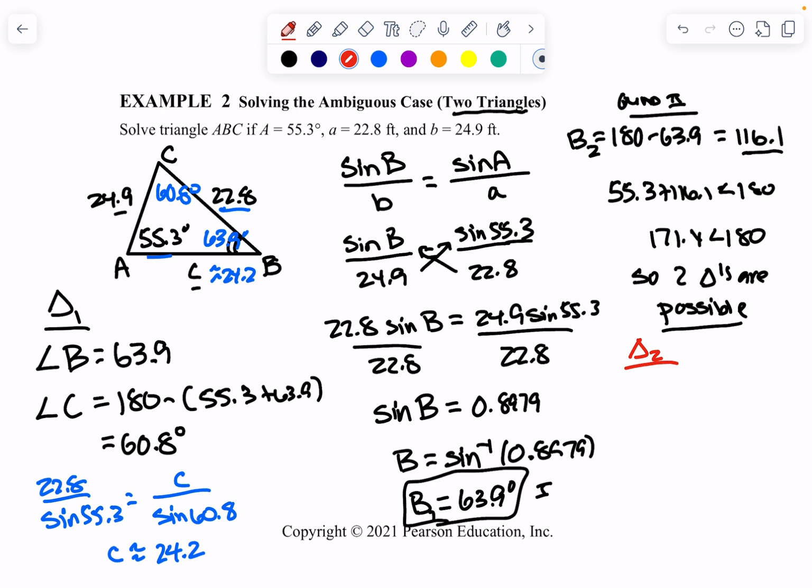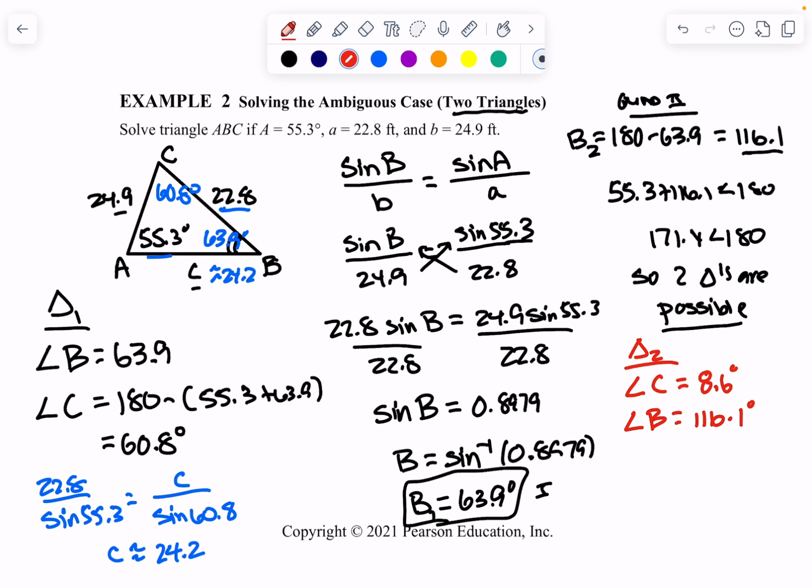Now, on our other triangle, and I'll change colors here, and I'll make this red. Well, we got that 171.4, so I'm going to take 180 minus 171.4. This angle C is going to be 8.6 degrees. Angle B is going to be the obtuse angle from quadrant 2, excuse me. That's 8.6 degrees, or 116.1 degrees.